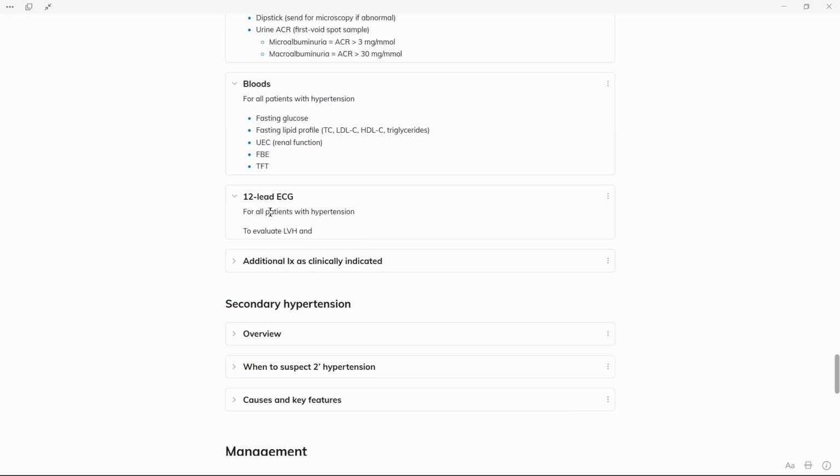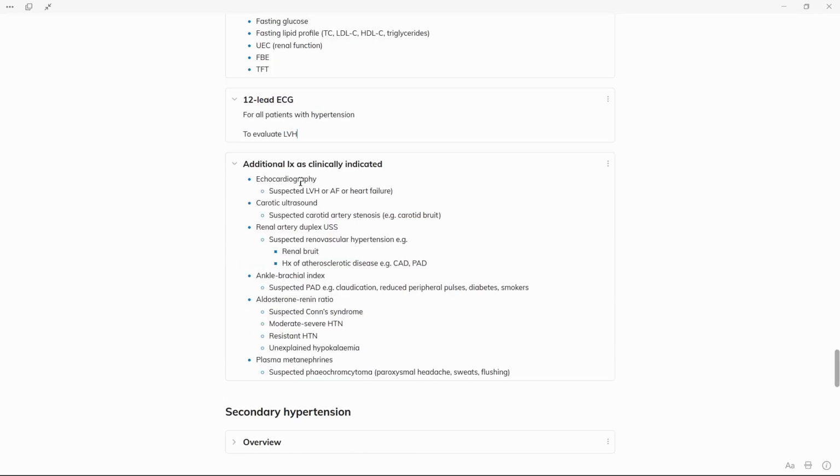We do a 12-lead ECG for all patients with hypertension, and this is to evaluate left ventricular hypertrophy. I don't know why there's an N there. Additional investigations will be as clinically indicated.